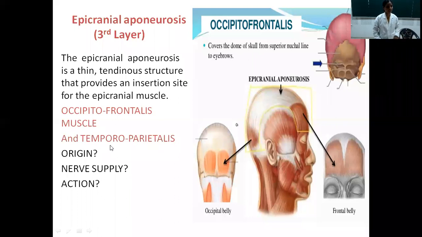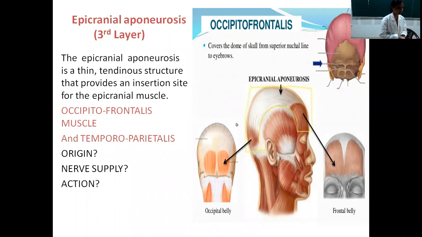You can see in the PPT. What are these two muscles? Occipitofrontalis and temporoparietalis. Temporoparietalis is most variable, but usually you can see the occipitofrontalis. The insertion of this muscle is a flat aponeurosis, which is also known as Galea aponeurotica, otherwise called epicranial aponeurosis. Let us see what this occipitofrontalis is.